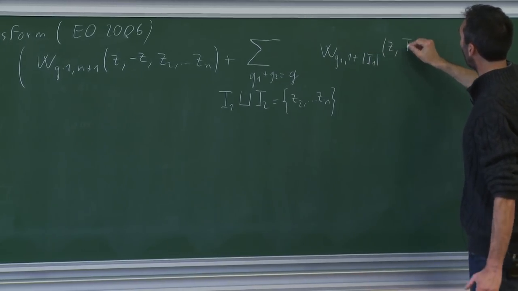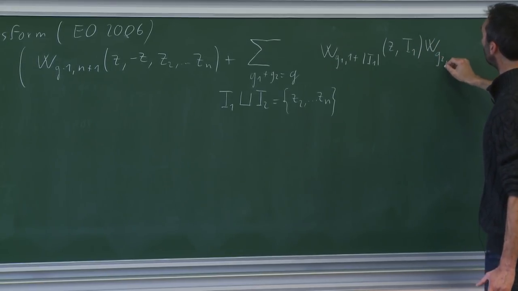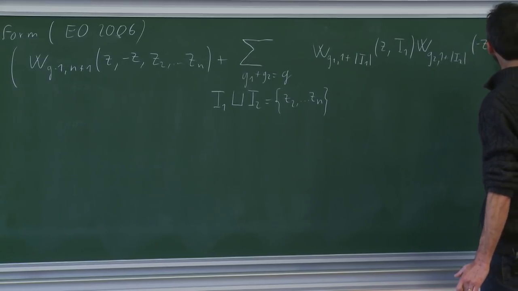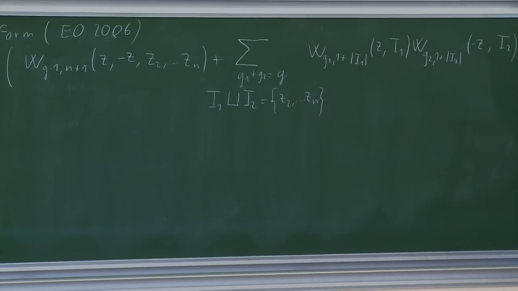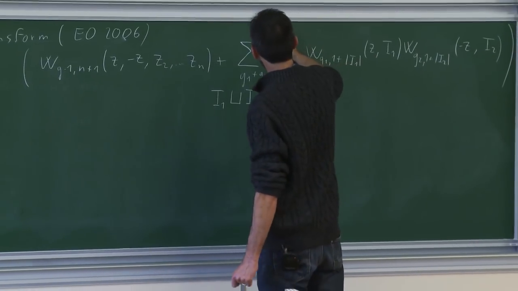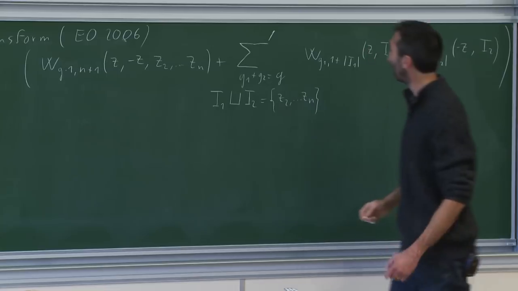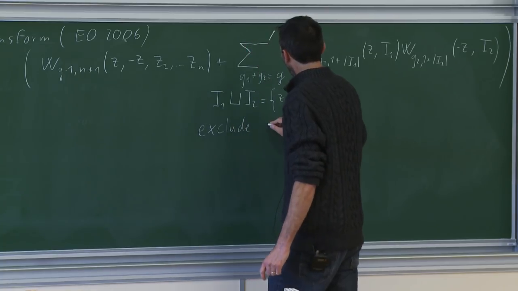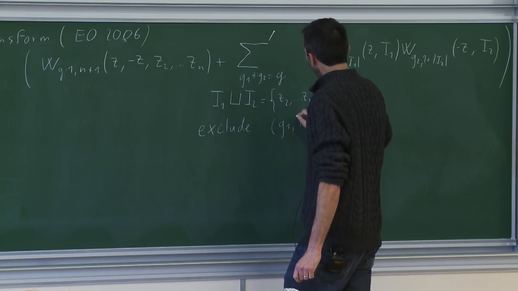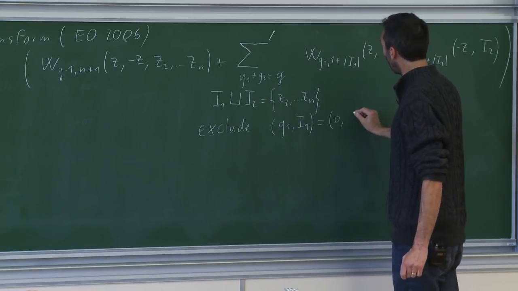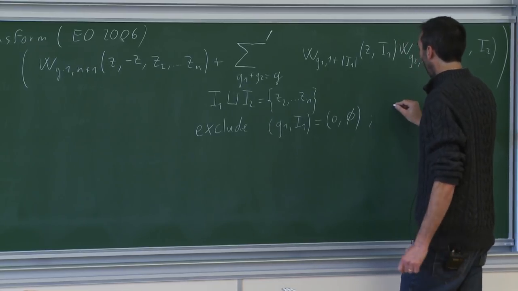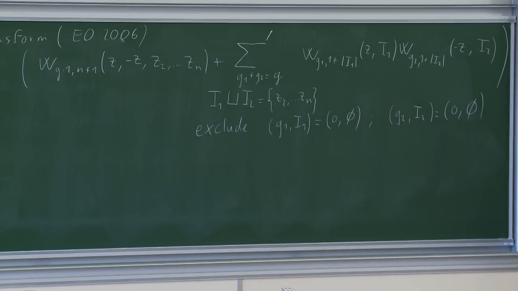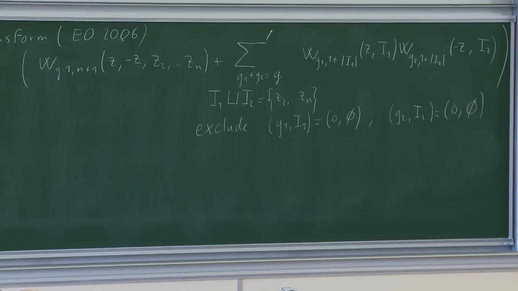Okay, and W_{g_1, 1+|I_1|}(z, z_{I_1}) times W_{g_2, 1+|I_2|}(-z, z_{I_2}), and that's it. And let me put what I will call sum prime here. Sum prime means that you exclude from the sum the case where (g_1, I_1) is 0 and empty set, and the case where (g_2, I_2) is 0 and empty set. So you exclude those terms from the sum.